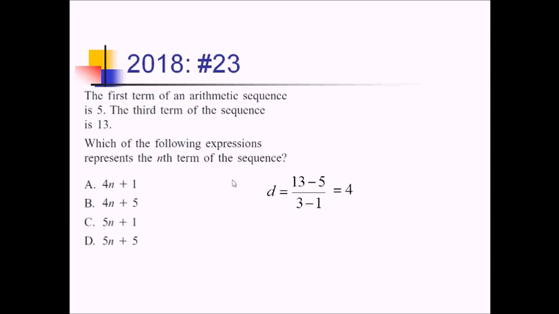Now just to do a quick check, if I add 4 once, that gives me 9. 9 would be the second term. Adding 4 again gives me 13, the third term. Great. Let's keep going now.